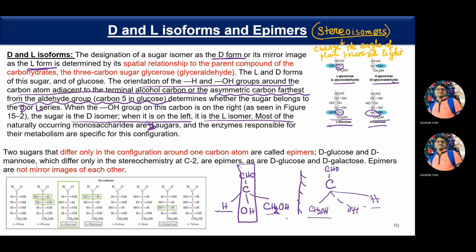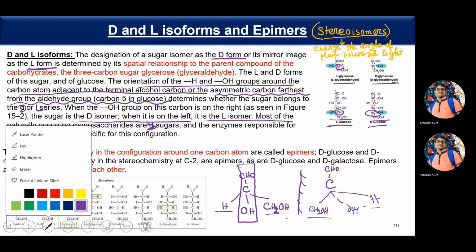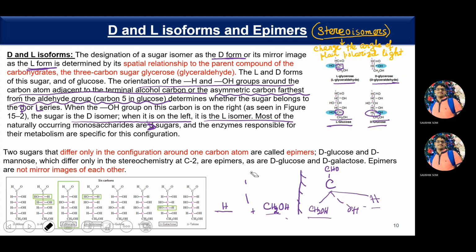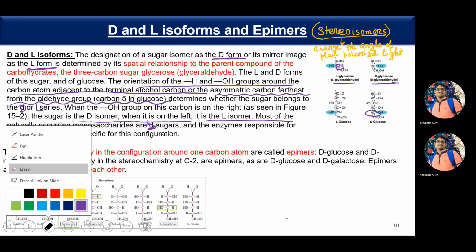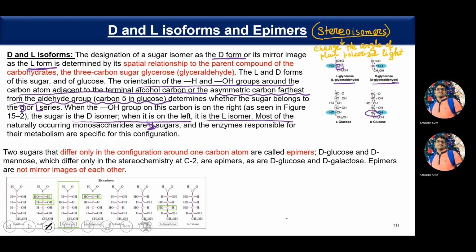And epimers are a little different. Epimers are not the same thing as D or L isomers. Okay, epimers are a little different. Now, if you see this image here, you can see that epimers differ only in the configuration around one carbon atom, except the last chiral carbon.